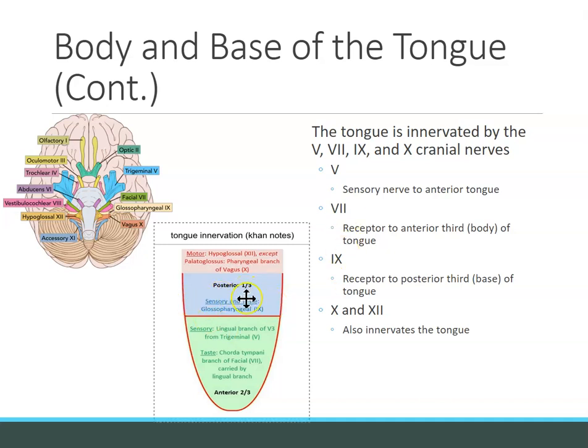Then when we're looking at the posterior, the back of the tongue, we have the 9th nerve, which is the glossopharyngeal. Glossal actually means tongue. If you can remember that glossal means tongue, then you know this has to do with the tongue. The glossopharyngeal nerve helps the posterior of the tongue, and so does the hypoglossal, which also helps innervate the tongue. Same thing with the vagus nerve. We have another nerve, the 10th one, which is the vagus, which also helps. So 1, 2, 3, 4, 5.